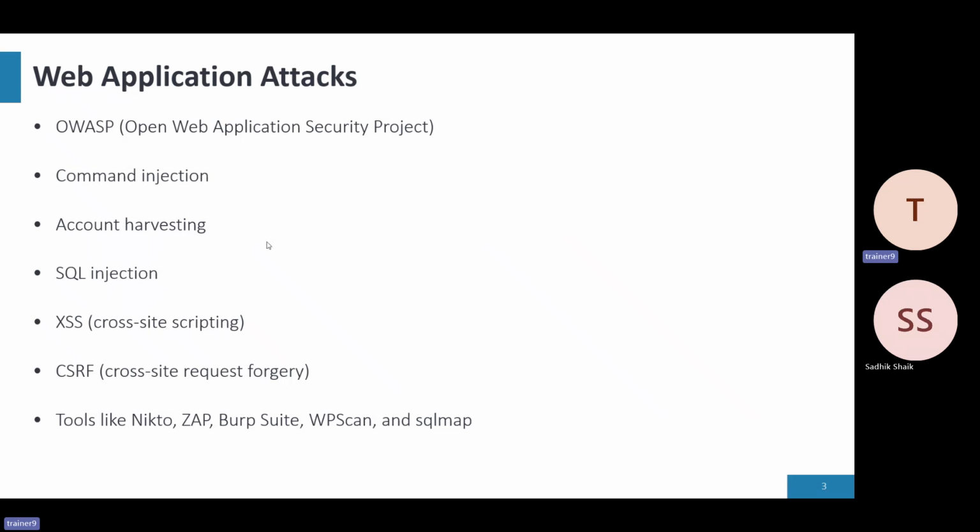So we will understand what is the Open Web Application Security Project, what are web proxies, what are the different aspects of how you do command injection, how you do account harvesting, how you do SQL injection, cross-site scripting aspects. Then we'll also look into some aspects of what are the CSRF or the cross-site request forgery aspects, right? And we'll see a couple of solutions and tools in them.